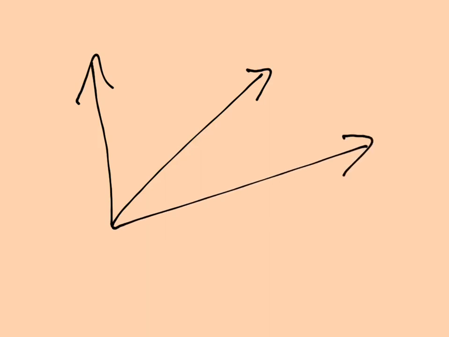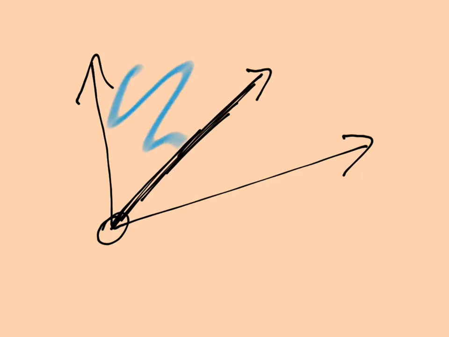So if you remember, adjacent angles share a vertex, share a side, and do not overlap. That's all there is to adjacent angles.